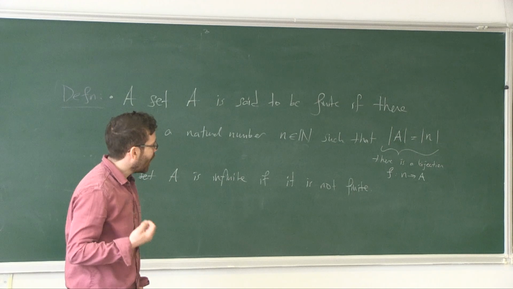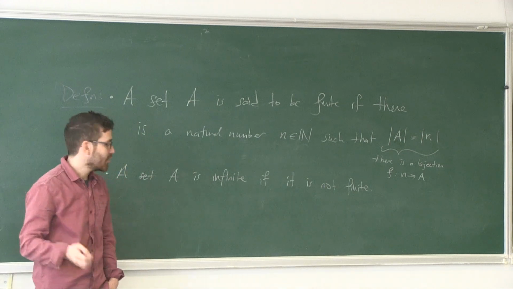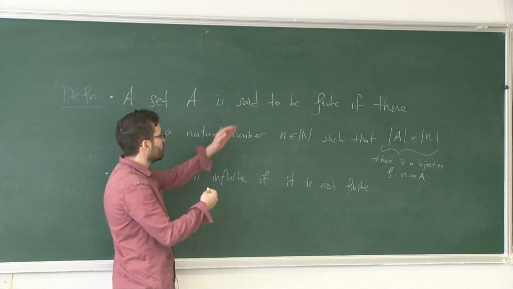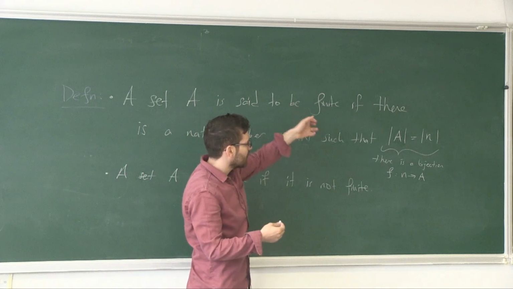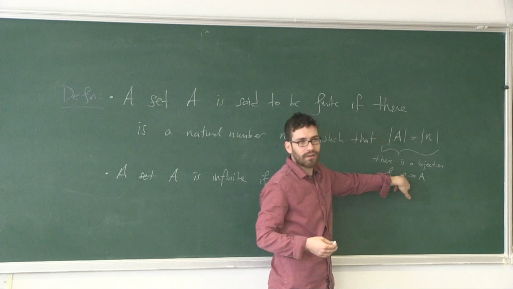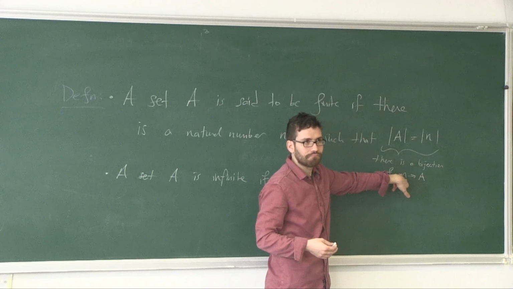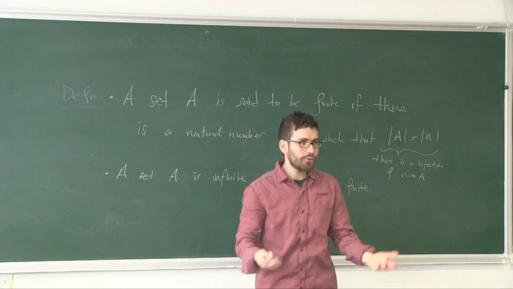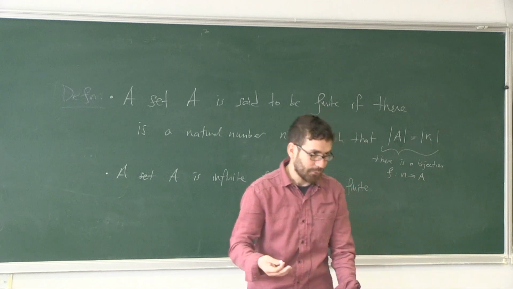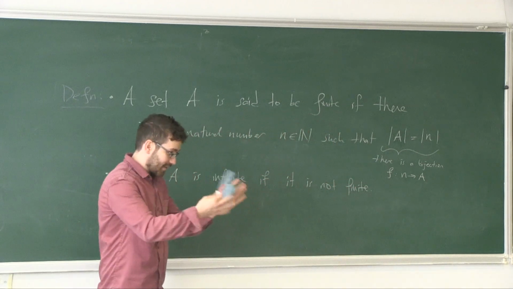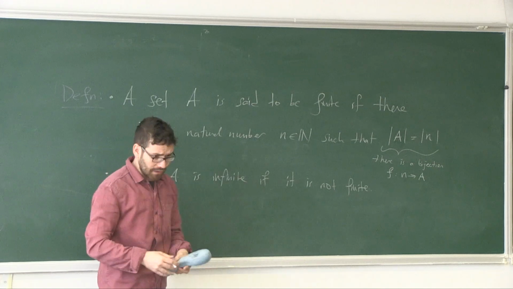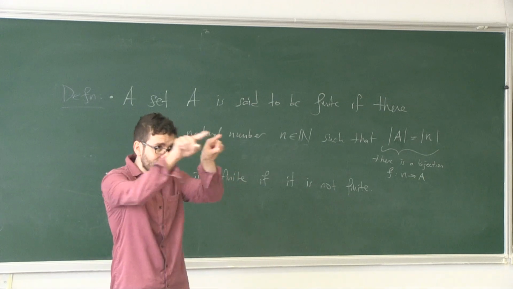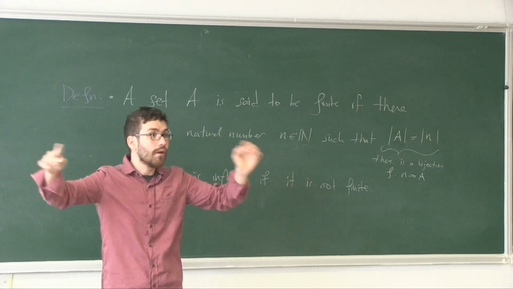Why is the set of natural numbers infinite? How can you prove that there's no bijection between the set of natural numbers and some natural number n? We're going to use the pigeonhole principle, which we're going to prove. Now, intuitively, this is a very simple question. What's an example of an infinite set? Natural numbers. Why? Because you can see that it's infinite, it just goes on and on.